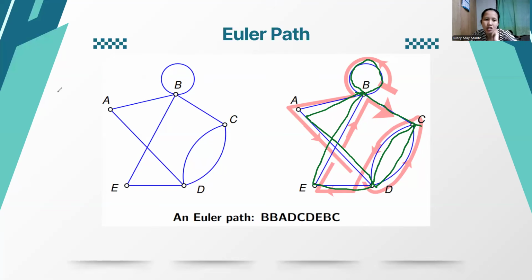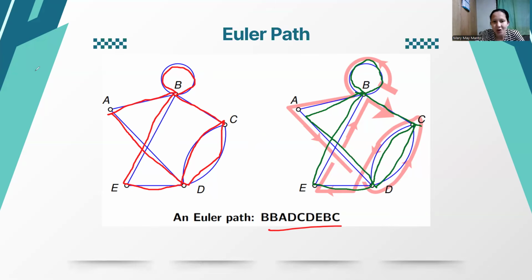Okay, so as not to get confused, we can actually trace it right here. So you start with B, then you go to A, then you go to D, you go to C, and so on. Your goal is to travel all the edges once. So all the edges are traveled. You can go back to a vertex, but not to an edge. That is an Euler path, and that's how you will write an Euler path.